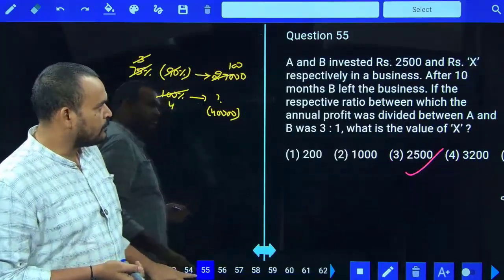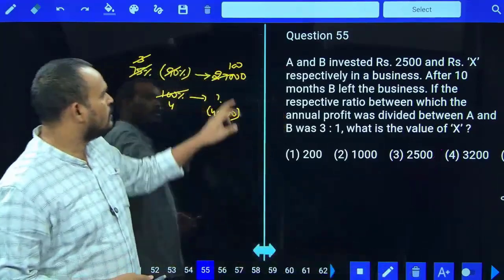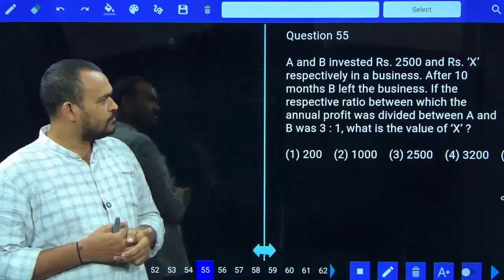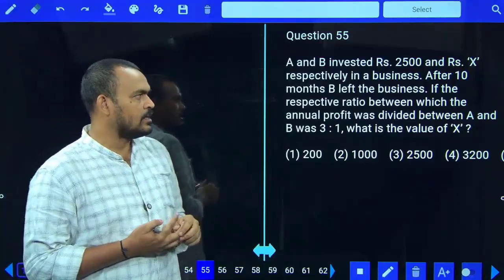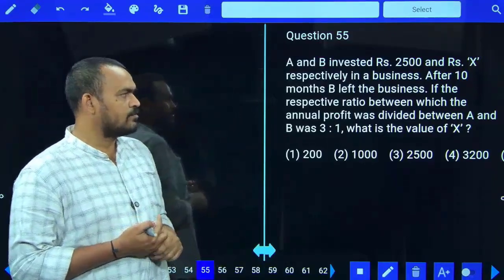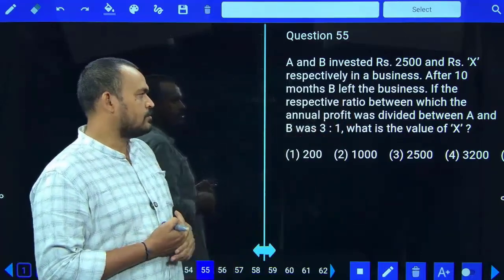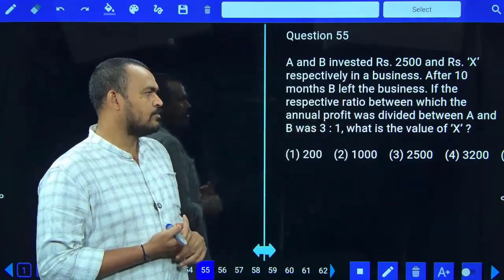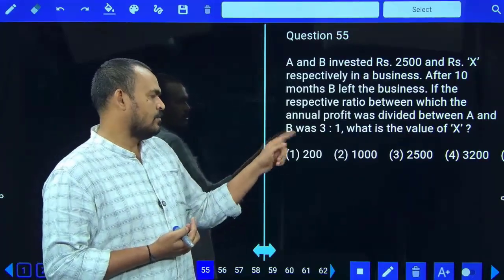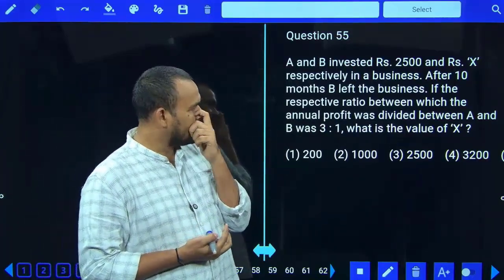Next question number 55. A and B invested 2,500 and X respectively in a business. After 10 months, B left the business. Means B invested for how many months? 10 months. And if the respective ratio in which the annual profit was divided between A and B was 3:1, what is the value of X?